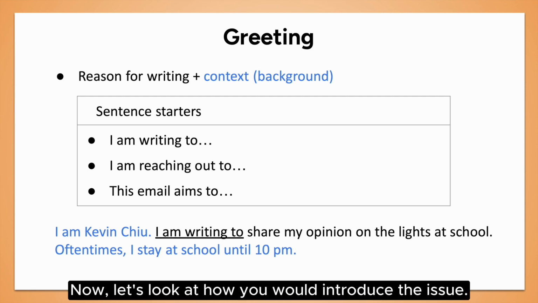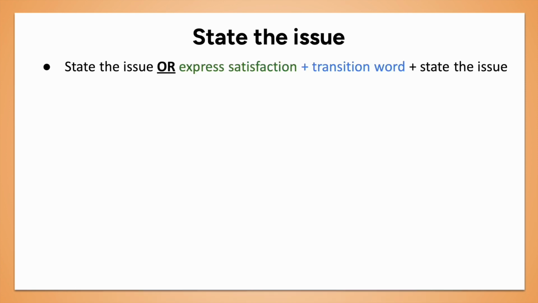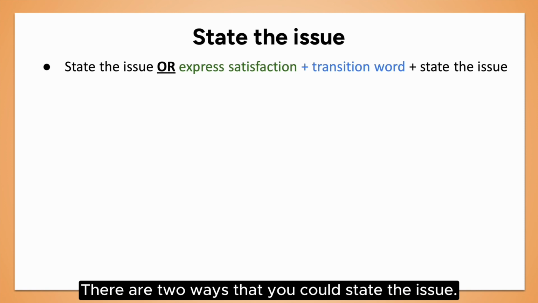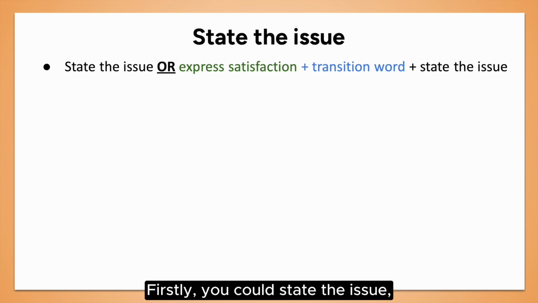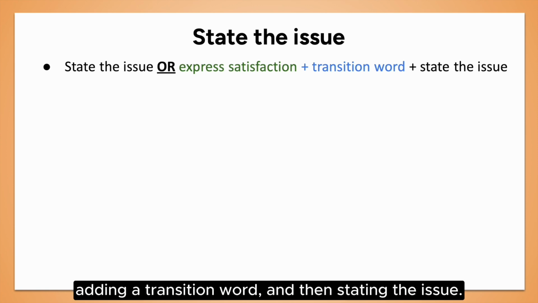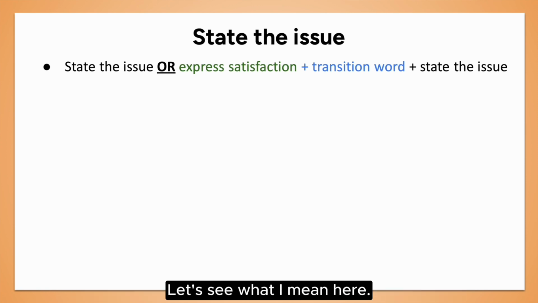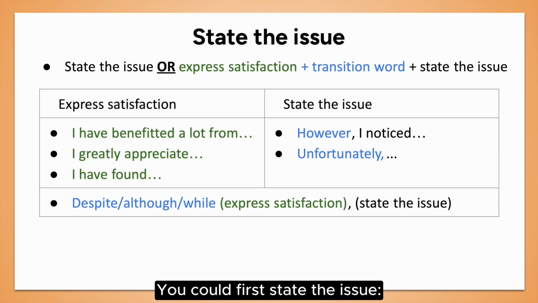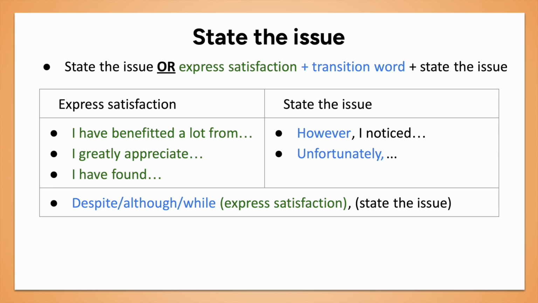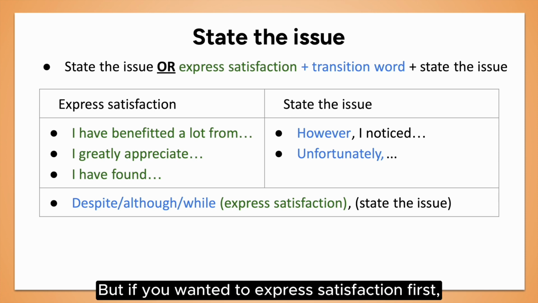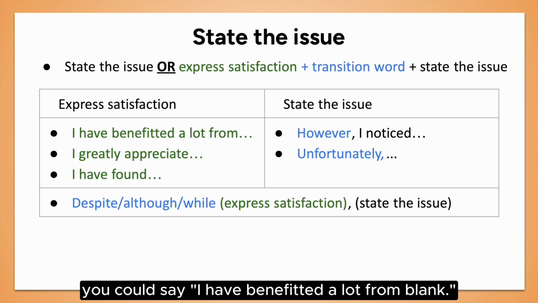Now let's look at how you would introduce the issue. There are two ways that you could state the issue. Firstly, you could state the issue. Or there is a way you can transition by first expressing satisfaction, adding a transition word, and then stating the issue. Let's see what I mean here. You could first state the issue. I noticed blank. But if you wanted to express satisfaction first, you could say, I have benefited a lot from blank.